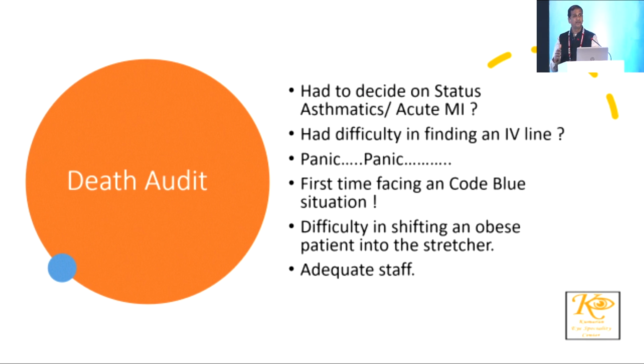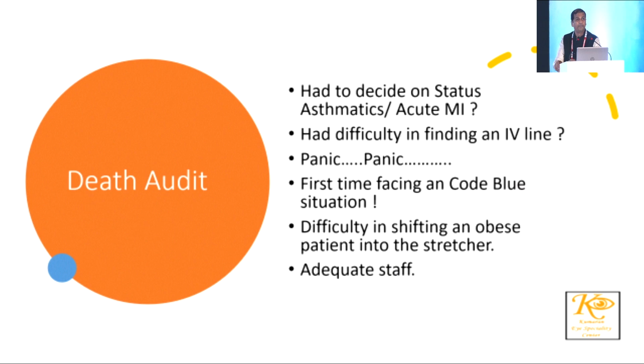So when the patient really collapsed, we had difficulty judging whether it was an acute MI or a status asthmaticus. Even the anesthetist was doubtful because her previous investigations were normal. So there was panic all around. We were not able to find an IV line in this obese patient. And for the first time we were calling a code blue, and all the sisters were in chaos. The other thing we should keep in mind is that this patient was obese.